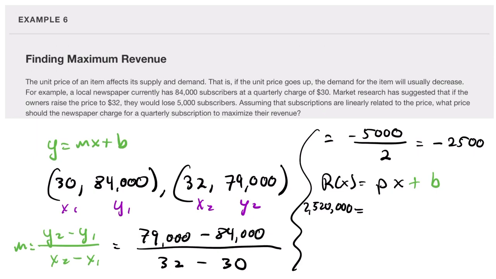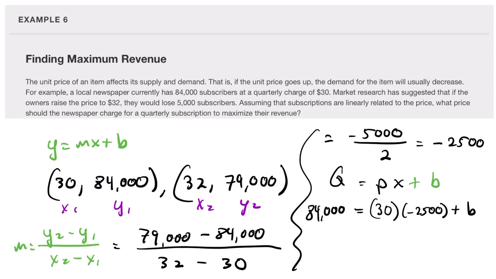So first, this is the number of subscribers. That's not the revenue. I think I was trying to make a revenue function, but this looks more like a demand function. So Q, the number of subscribers, was 84. That was the first thing. Instead of trying to make a revenue function, the number of subscribers is going to be, when we charged $30, 84, and the rate of change was negative 2,500. So the only thing we don't know is the y-intercept.